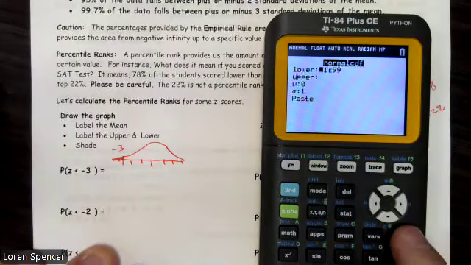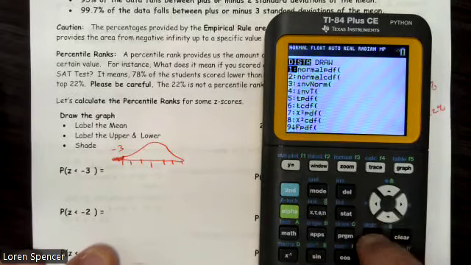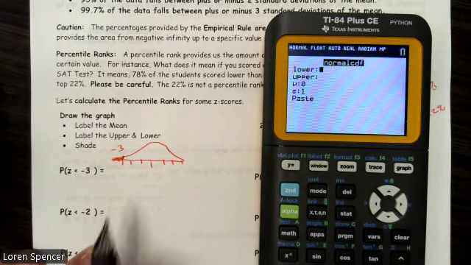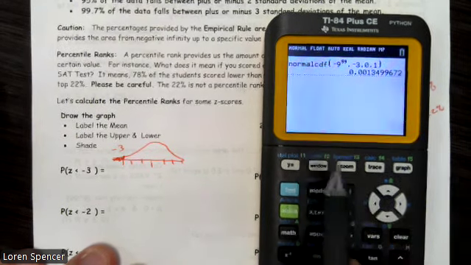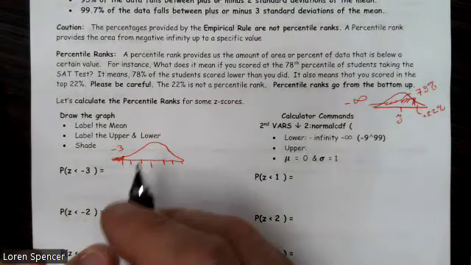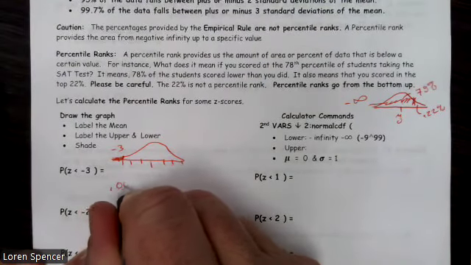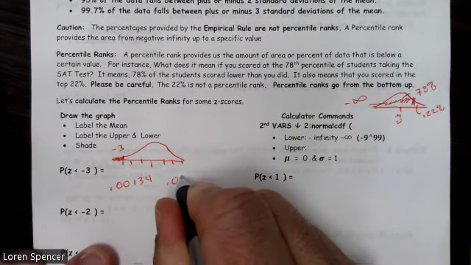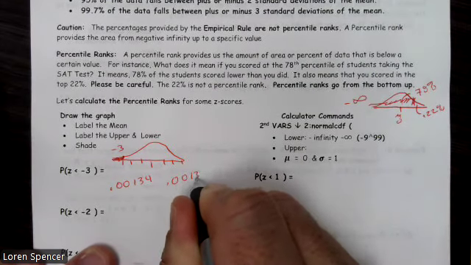So on the calculator, second vars, norm CDF. Our lower bound went to negative infinity, so we're going to press negative 1 E 99, the 99th power. Our upper bound is -3, mean is 0, standard deviation of 1, and we get 0.00134. By the way, we can just cut it off at 4 decimal places, 0.0013.